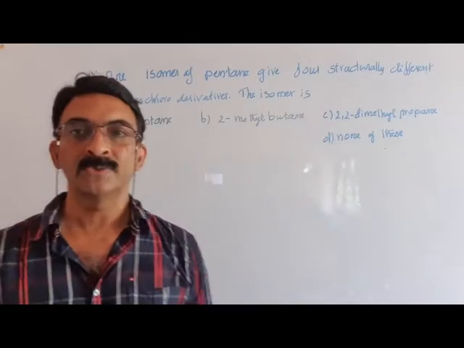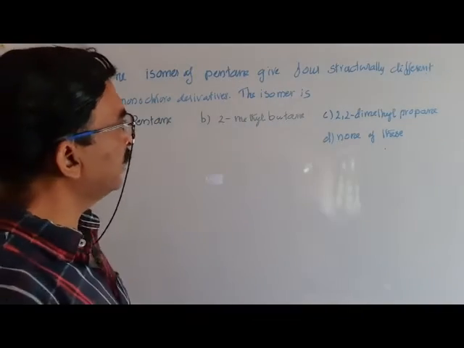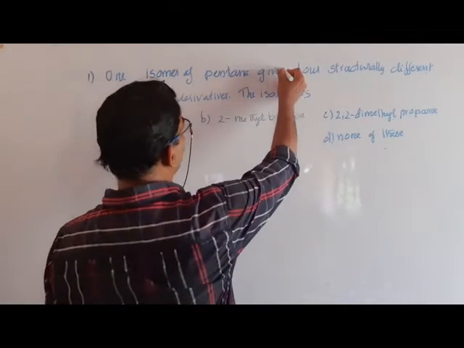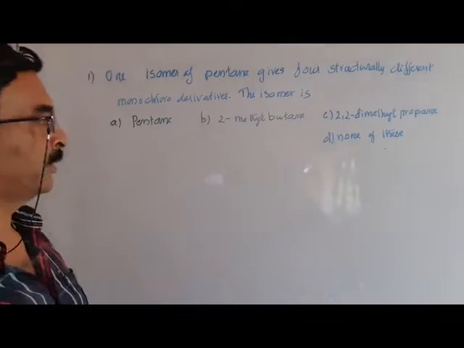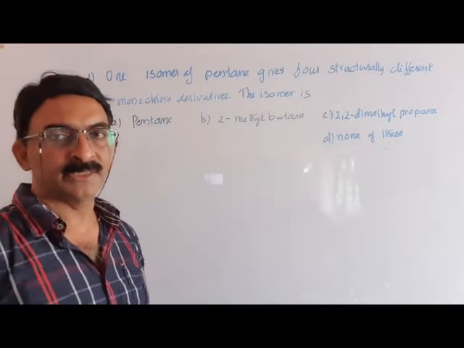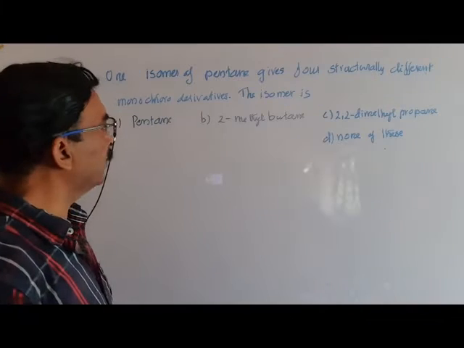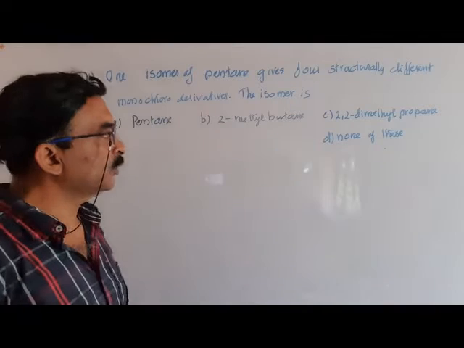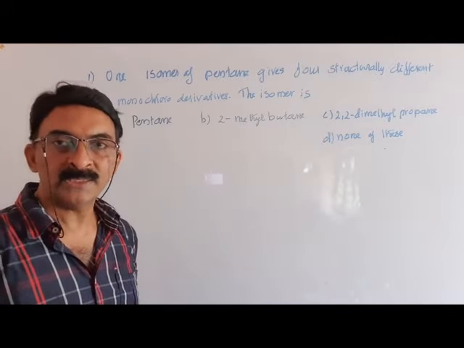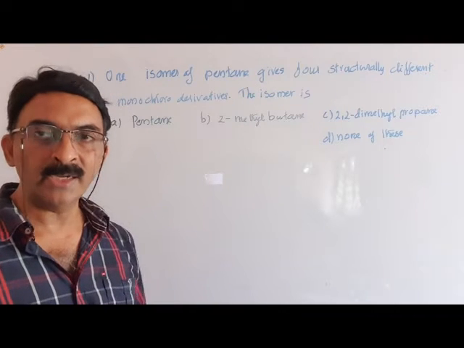Okay. So, this is the first question. One isomer of pentane gives 4 structurally different monochloroderivatives. The isomer is... We have discussed all these things, so it will be very easy for you to get the answer. Your options are pentane, 2-methyl-butane, 2,2-dimethyl-propane, none of these. So please freeze the video and think for a while, try to get the answer, then come back to get the answer. Okay.